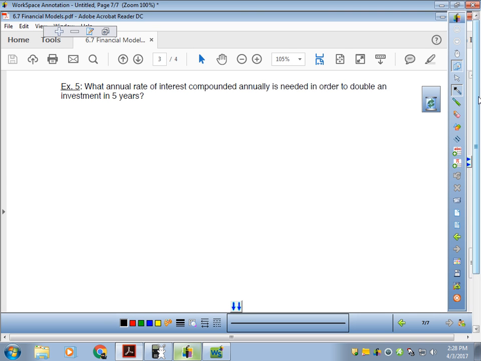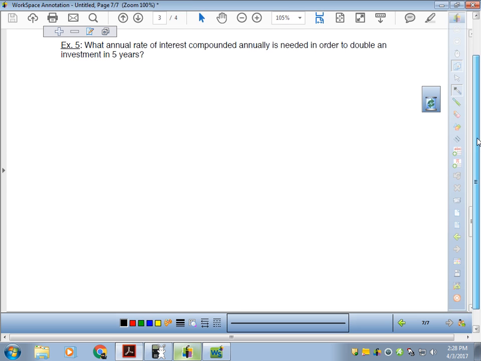Let's look at a little more complicated problem, not a whole lot more complicated. Example 5 asks, what annual rate of interest, compounded annually, is needed in order to double an investment in 5 years? So, again, this is our formula. A equals P times 1 plus r over n raised to the nt.